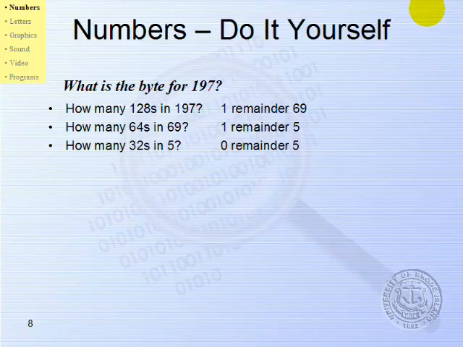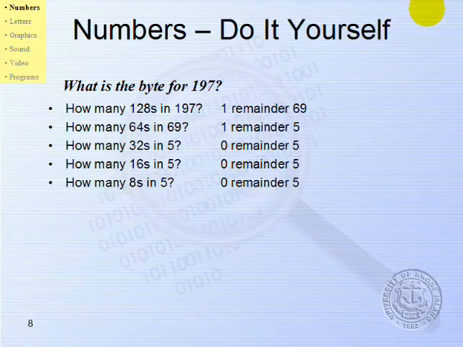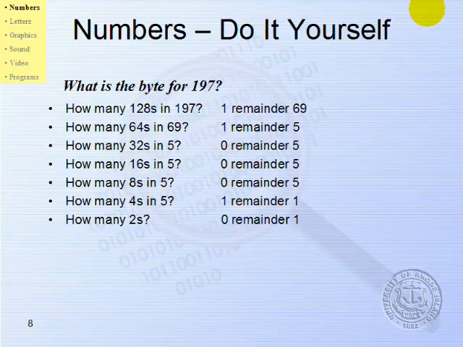Moving to the right to the next bit, how many 16s in 5? 0 with remainder of 5. How many 8s in 5? 0 with still the remainder of 5. How many 4s in 5? There is 1 4 in a 5, so we put 1, and now our remainder is down to just 1 unaccounted for. Still moving to the right, the next place is the 2's place.